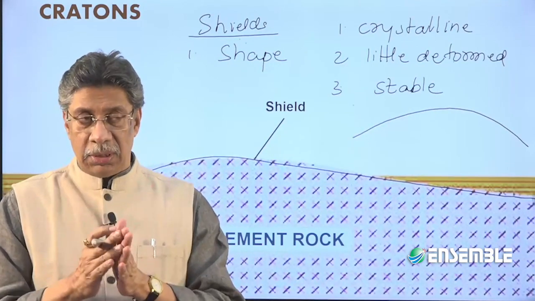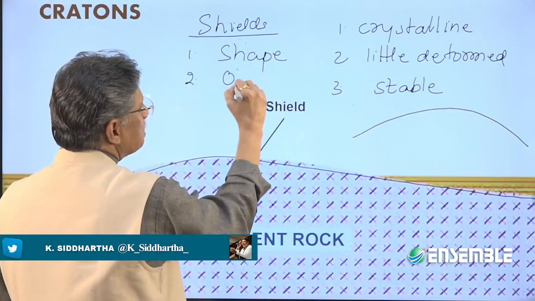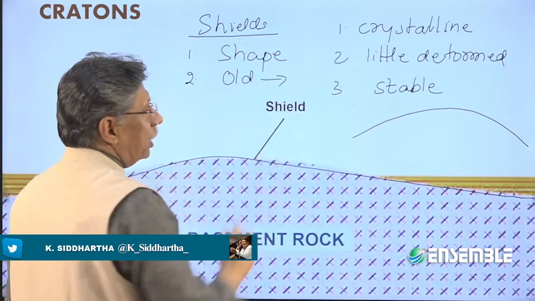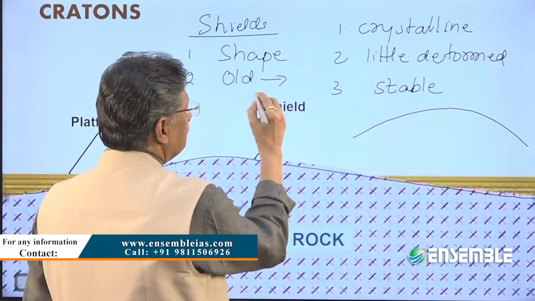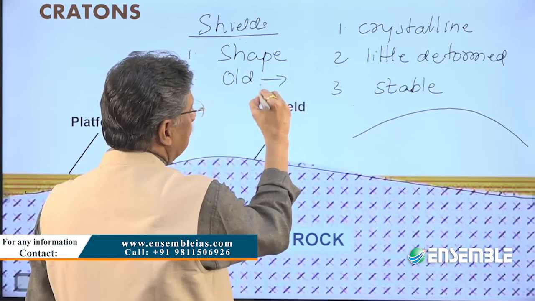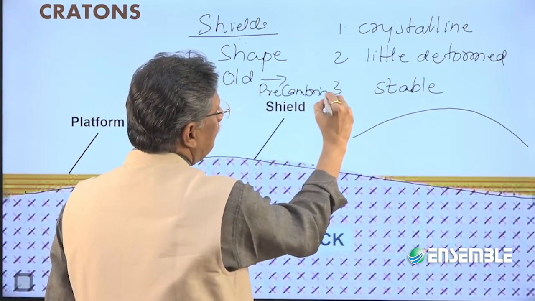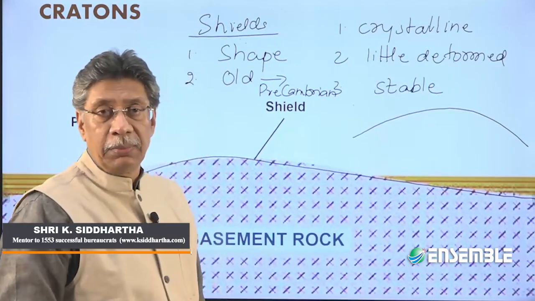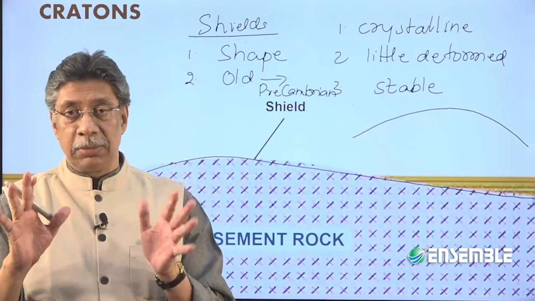They are old. Whenever the word old is used, that means they are old enough that there was no life on earth at all. And that is why we say that they formed during the Precambrian. That is the time when they formed, during which period there was no life on earth at all. They have a very rigid and stable rock.